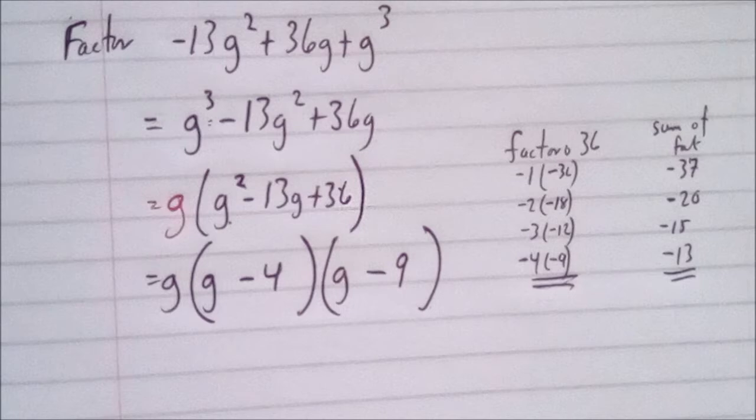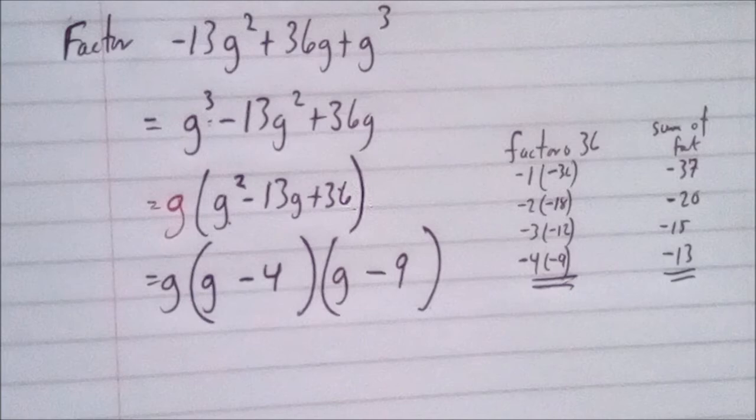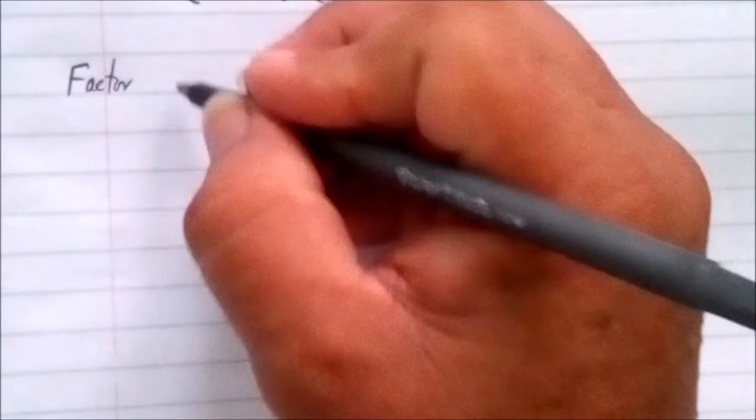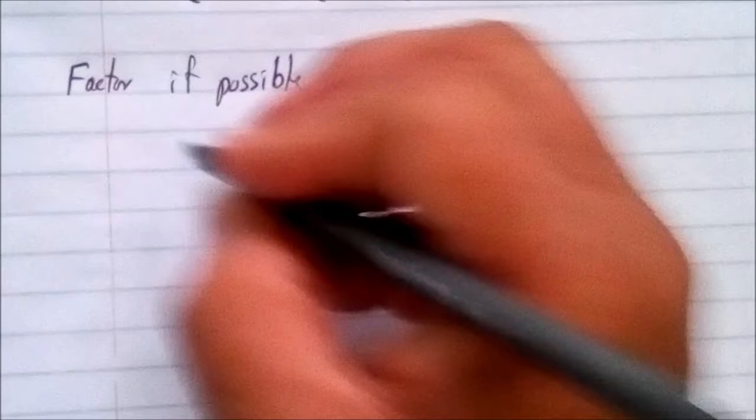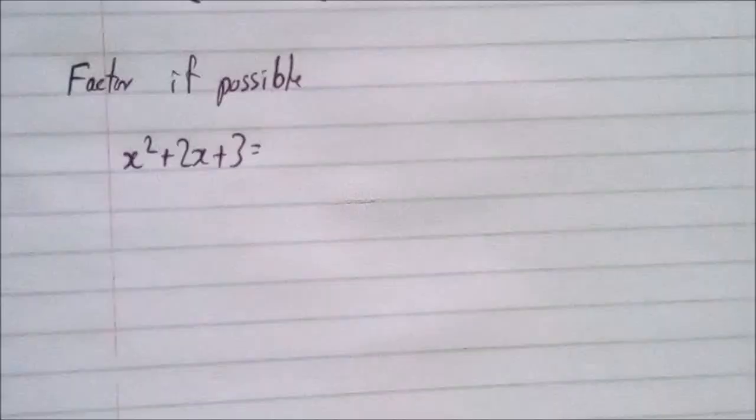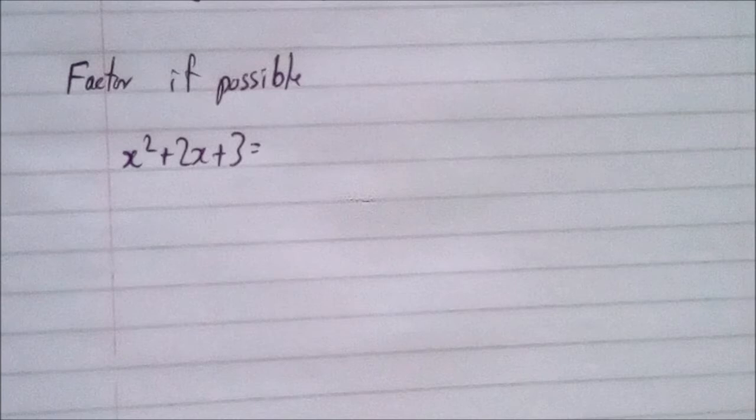Now, we have problems where sometimes they will challenge us, and this is the type of problem I'm talking about. So let's see now. Factor, if possible. I'm using the word possible because some of them may not be possible to factor. We have x squared plus 2x plus 3. I want to factor that out. Our strategy usually is that we will assume that this is the product of two binomials, and we will use a systematic method to find their terms.